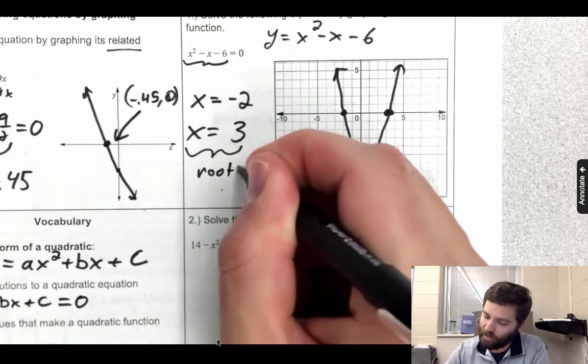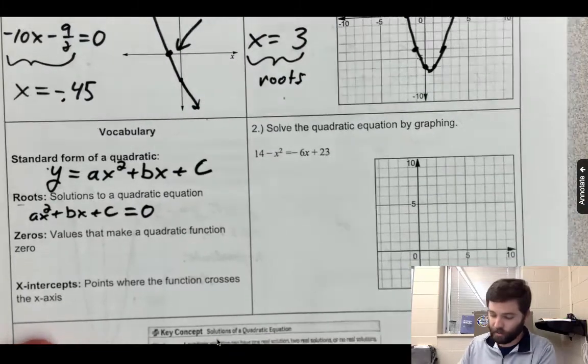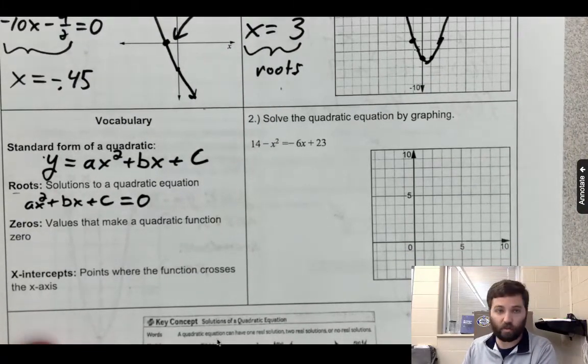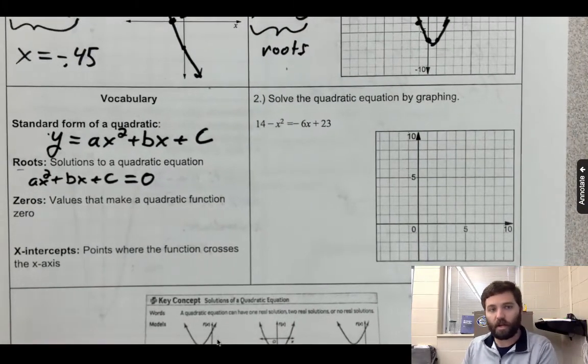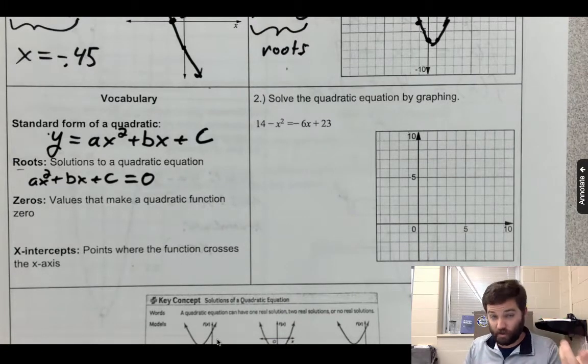Why are there two names for it? Honestly, I don't really know. But you're going to see that vocabulary come up in the book. So I think it's worth mentioning here. Zeros. These are values that make a quadratic function 0.